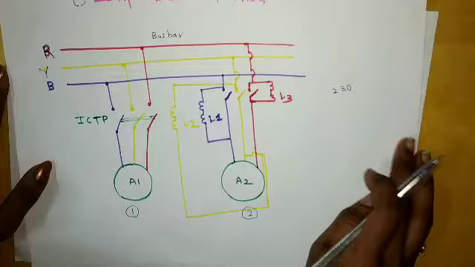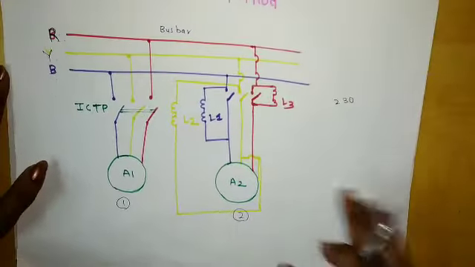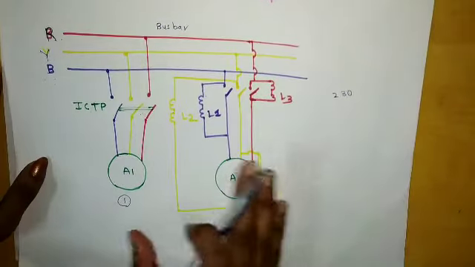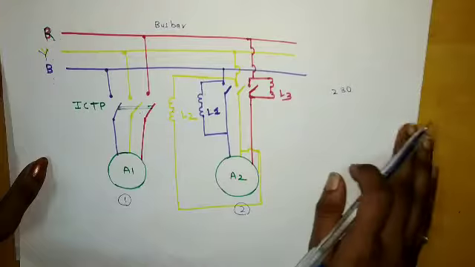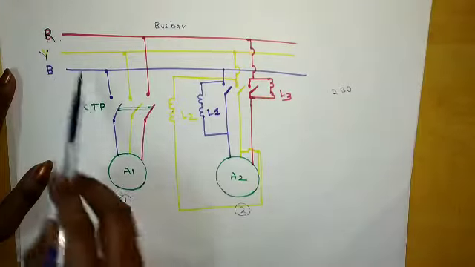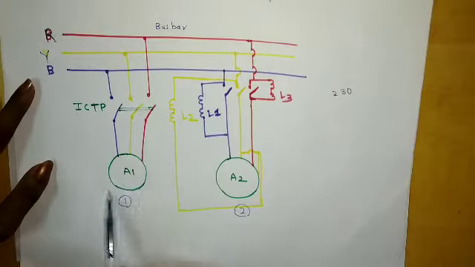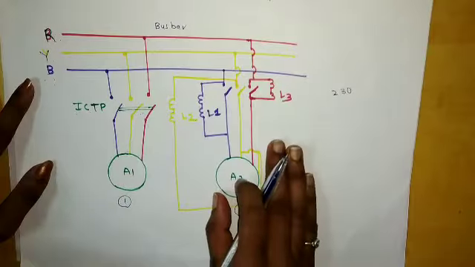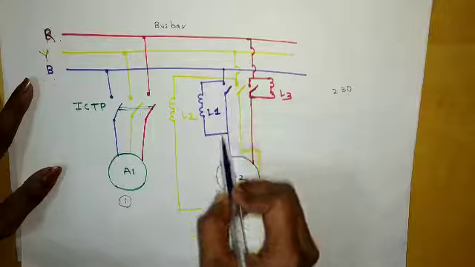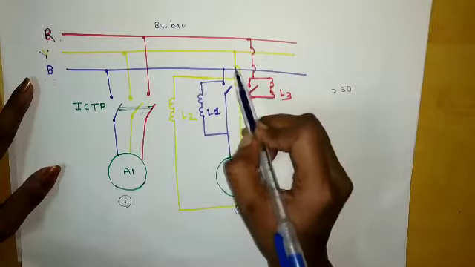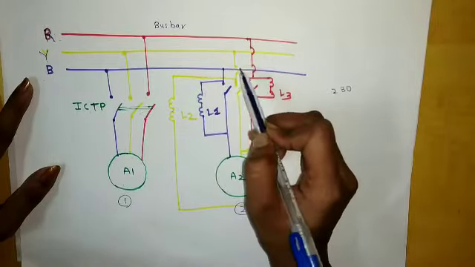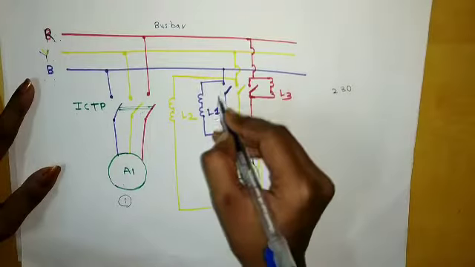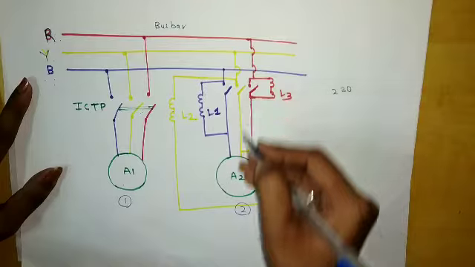Now we need to check the phase sequence. Phase sequence means R, Y, B, and whatever the magnitude is, it must be the same for these two alternators. Here I have given the phases to alternator 1. Now for alternator 2 we are going to check the phase sequence. I have denoted R by red, yellow, and blue for your understanding. I have given blue to blue, yellow to yellow, red to red.